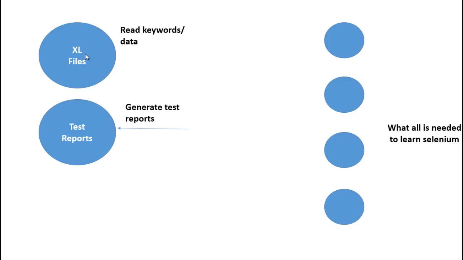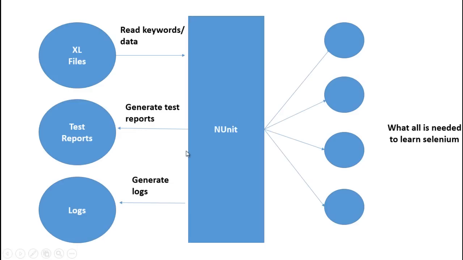Then you would have to generate the reports as well, that what happened in which test case, whether it passed, whether it failed, and if it failed, what is the error message behind failing. And along with that you also have to generate the logs, that what happened at what point of time. Suppose the scripts have run for 6 to 7 hours, then you would need to keep a log of what happened at which second. So to control everything so that the scripts will get the data from the Excel file, the reports can be generated, logs can be generated, and everything happens in collaboration, we use NUnit.